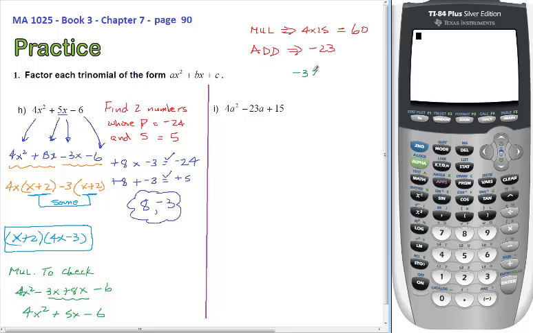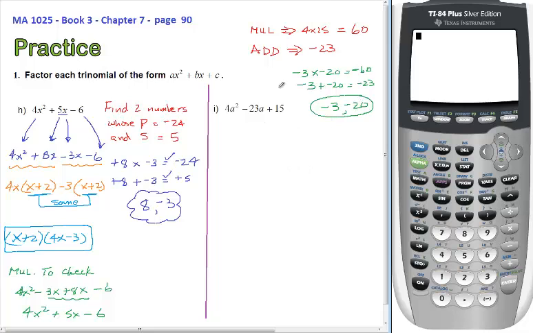Negative 3 times negative 20. What is that? Let's look. Yeah, that's indeed positive 60. Negative 3 plus negative 20. Look at that. Negative 23. Bingo. We have our numbers. They are negative 3 and negative 20. So you play with it for a few minutes. Just trial and error if you like.